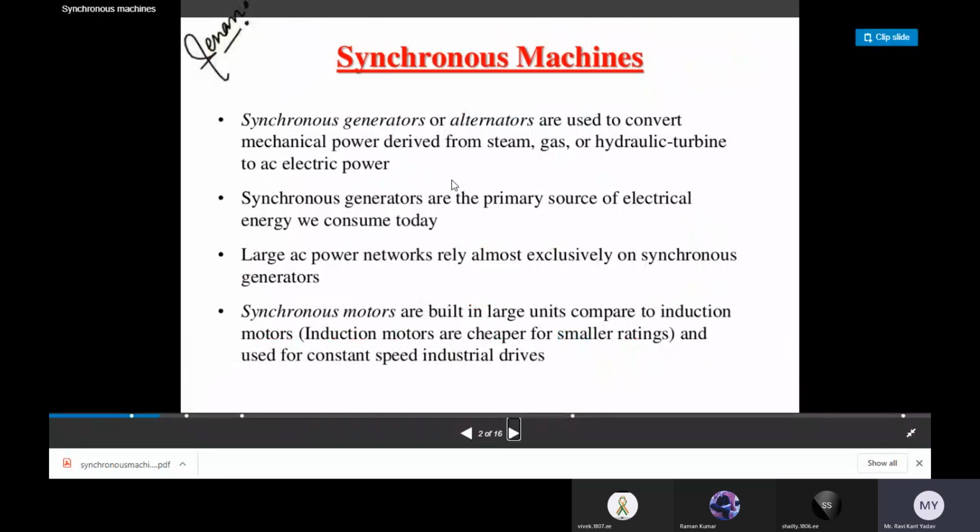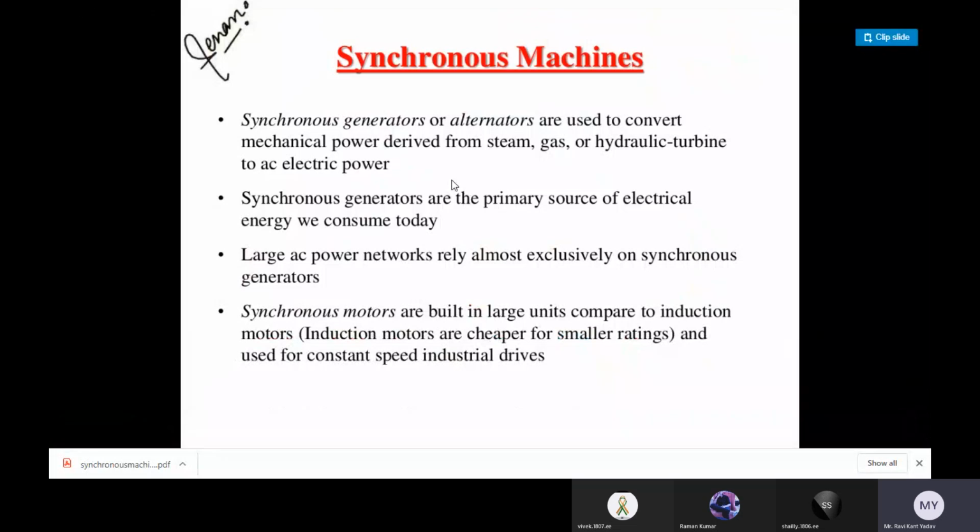Then the synchronous generator or alternator is used to convert mechanical power delivered from the steam, gas, or hydraulic turbine to electric power. As we know, alternator, synchronous generator are the same thing. There is no need to confuse them. It is used to convert mechanical energy driven from steam, gas, hydraulic turbine to electric power. This is the basic concept of the synchronous generator.